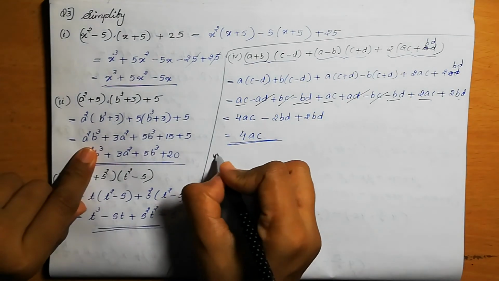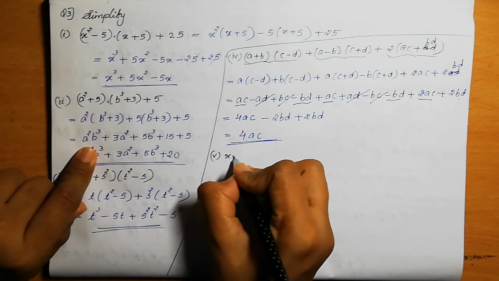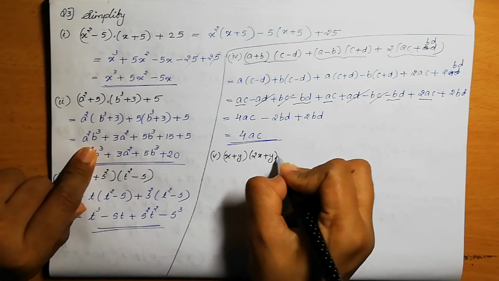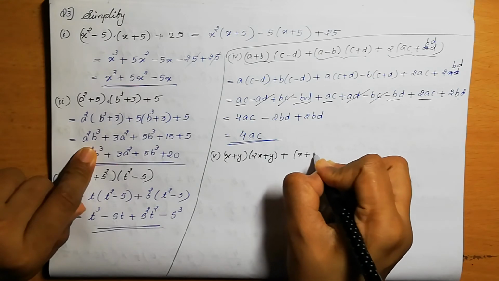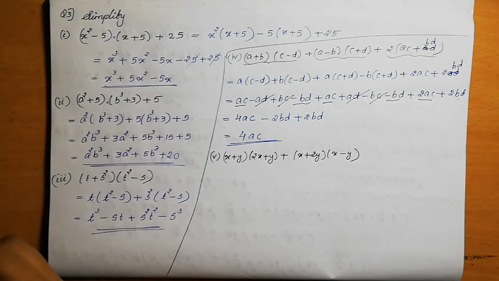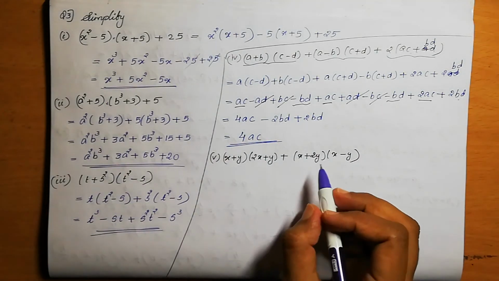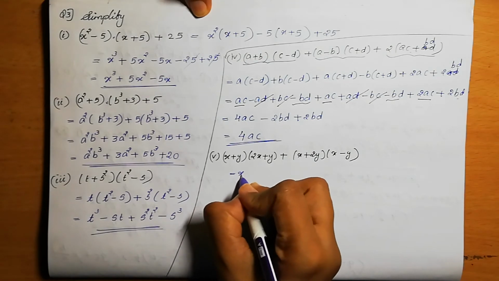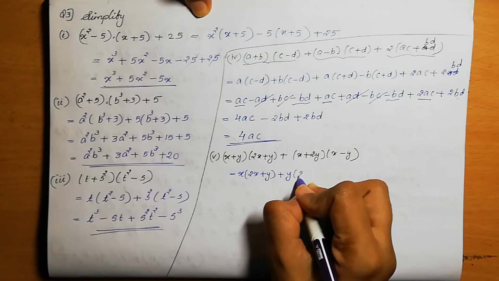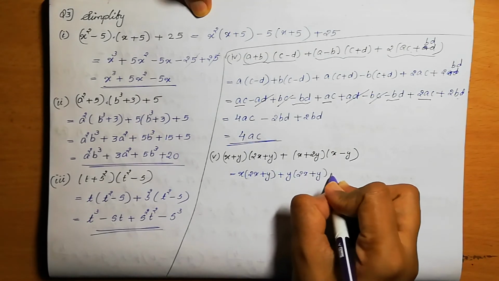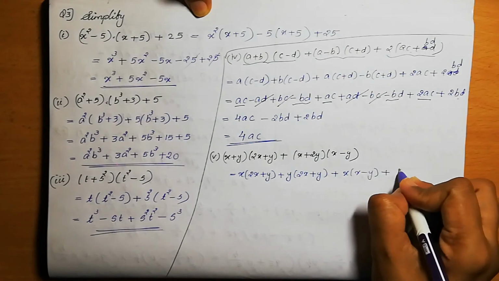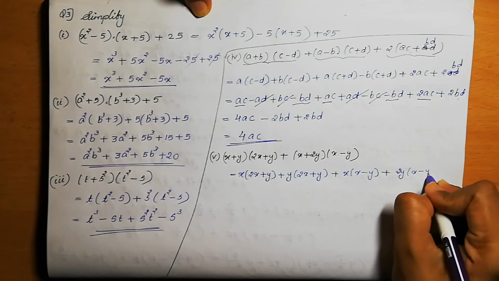Next, fifth one. Fifth one is x plus y into 2x plus y plus x plus 2y into x minus y. Here also we need to open the bracket. Okay, so this is equal to x into 2x plus y plus y into 2x plus y plus x into x minus y plus 2y into x minus y.